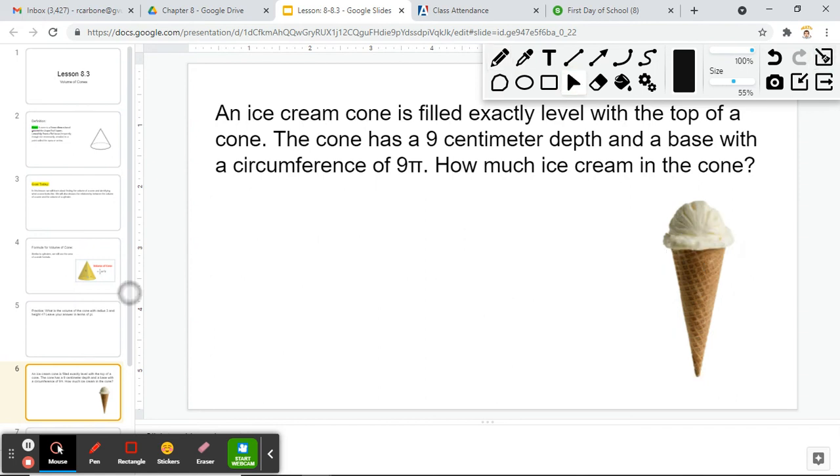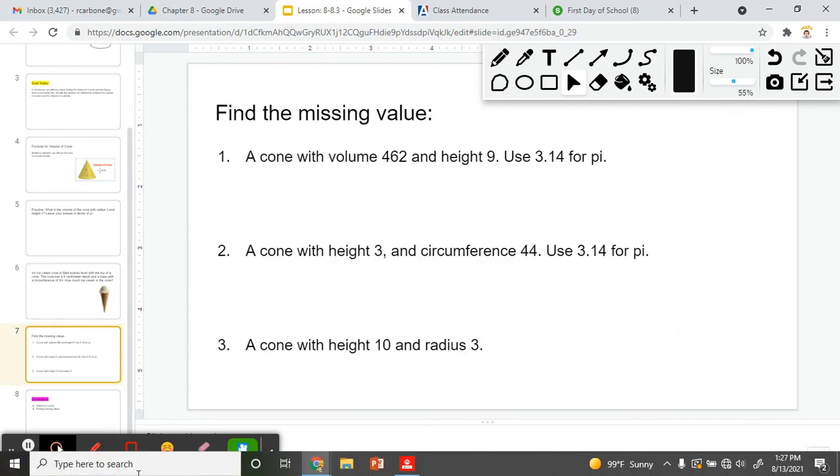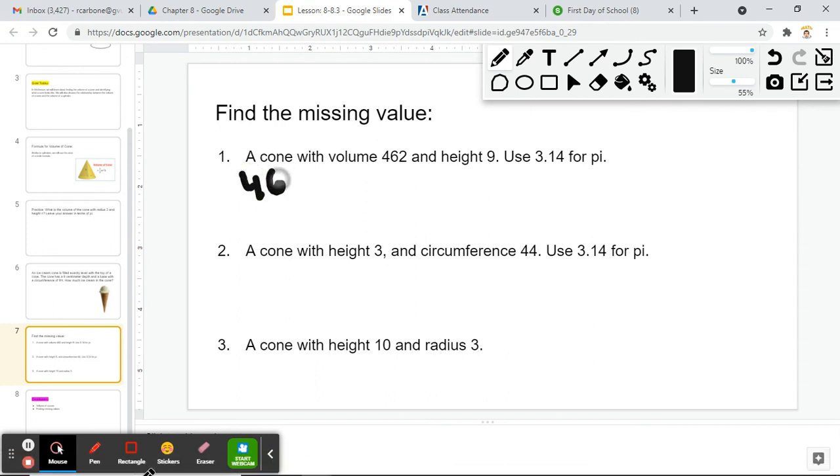Alrighty, a couple more slides to go, then I'll let you get back to your day here. So we got some find-the-missing-value problems. I'd like you guys to try these out on your own, and then you can unpause the video and see what I did here. So a cone with volume 462 and height 9.